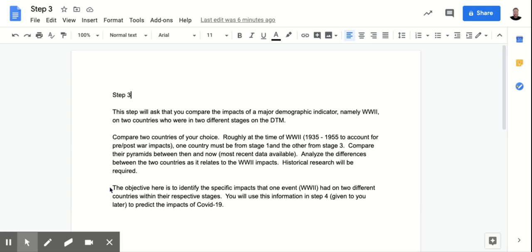So you're comparing two countries within their respective stages, stage 1 and 3, and the impact of a major event, World War II, and the impacts that World War II had on those two countries.